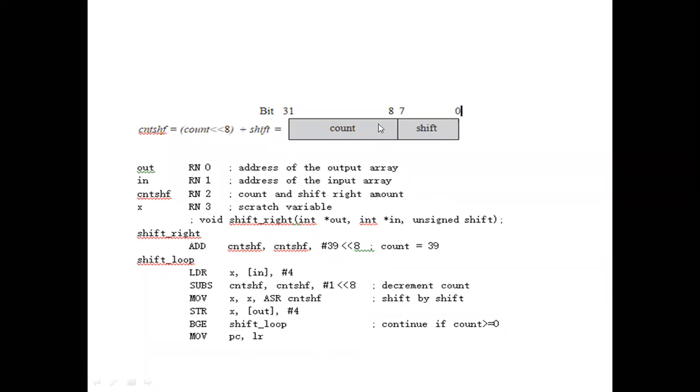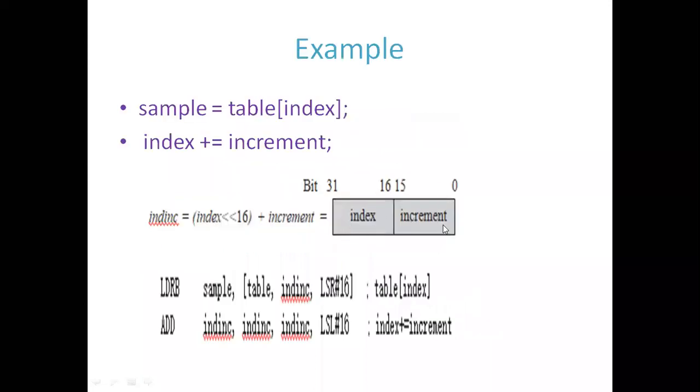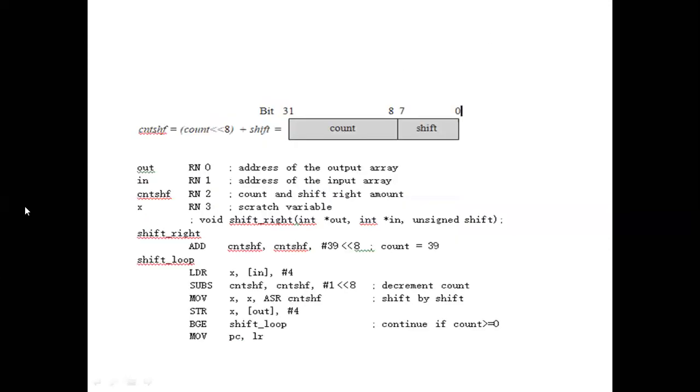So the whole idea is to understand how to store multiple variables into a single register. In the previous example, both values are stored into 16 bits. In the first 16 bits we are storing increment, and in the second 16 bits we are storing the index value. But in this case we are storing shift in the first 8 bits, and in the remaining 24 bits we are storing the count value, right? That is the advantage of storing multiple values into a single register.